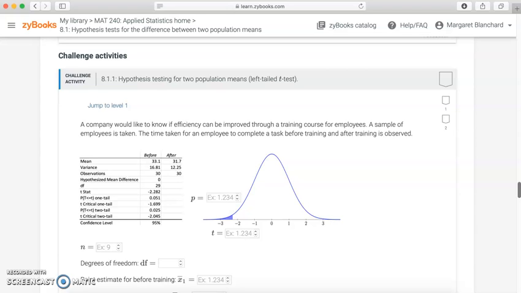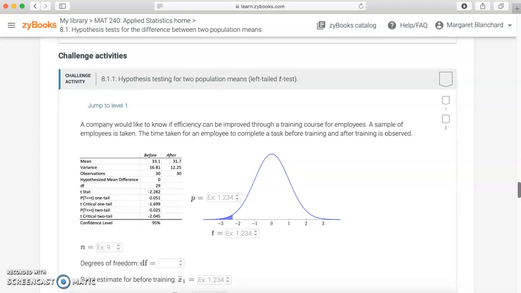Challenge activity 8.1.1, hypothesis testing for 2 population means. It says it's a left-tailed t-test. A company would like to know if efficiency can be improved through a training course for employees. A sample of employees is taken. The time taken for an employee to complete a task before training and after training is observed.